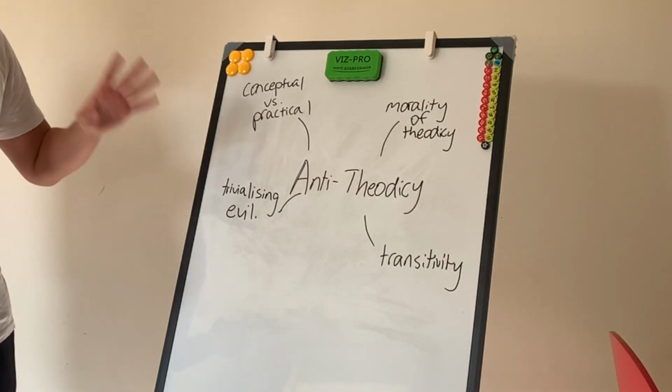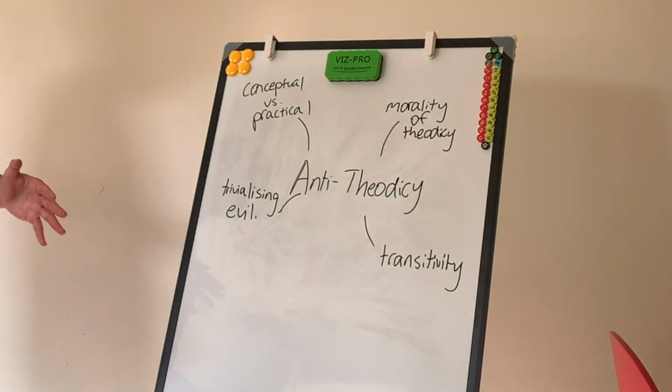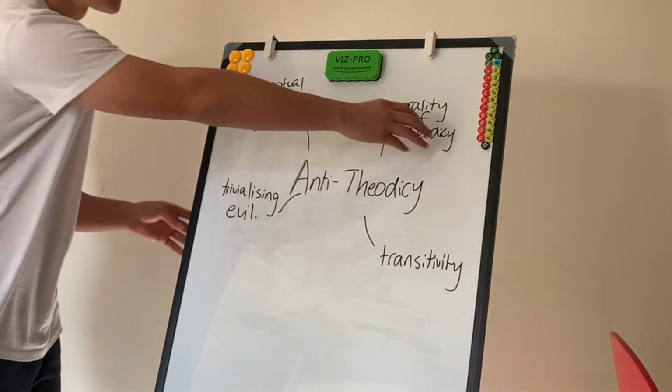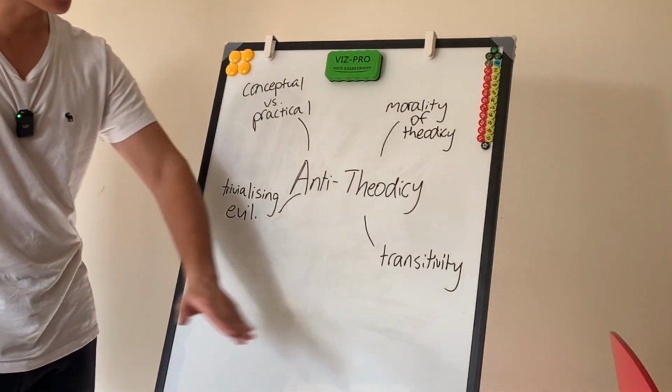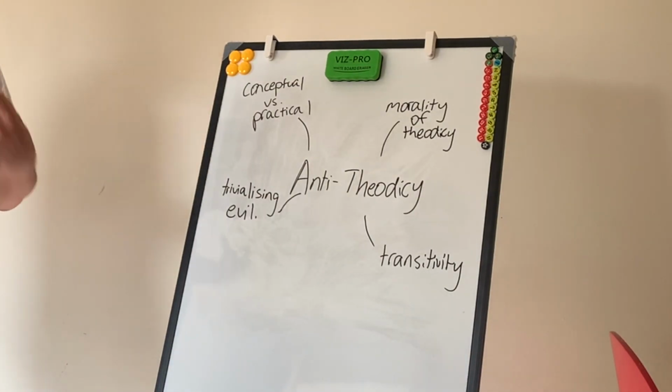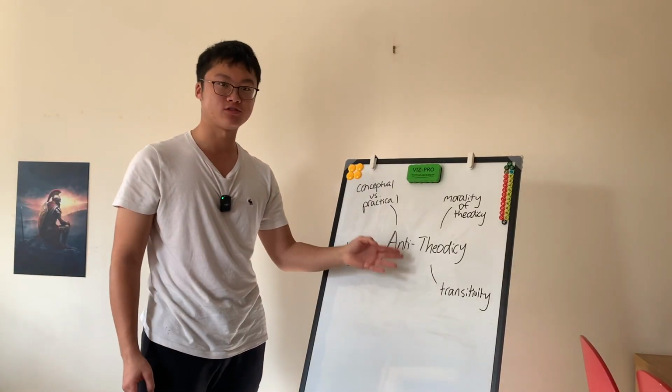On the board, you'll see the 4 areas of anti-theodicy that I'll be talking about today. First of all, we're going to be talking about 3 elements of the anti-theodical movement, and then I'll talk about transitivity, which is what I believe is the theistic response to anti-theodicy.